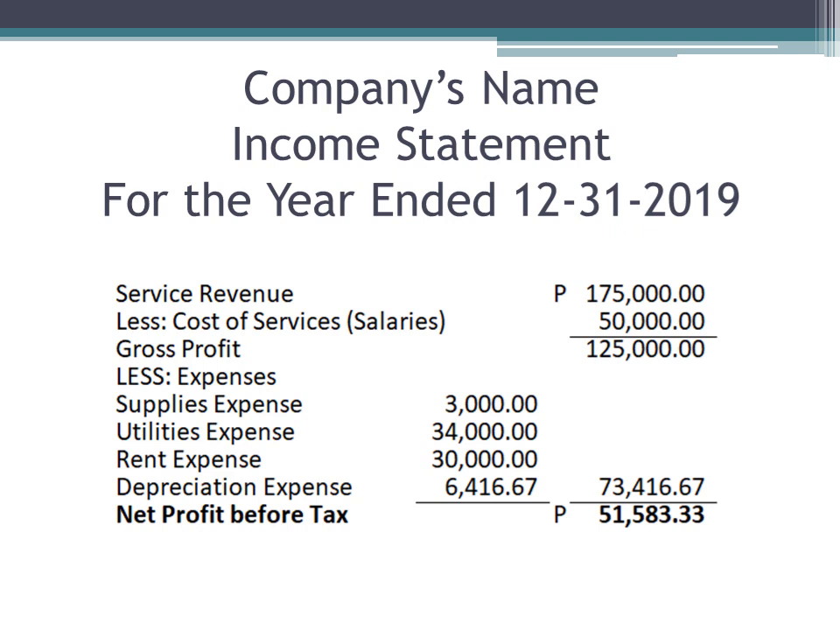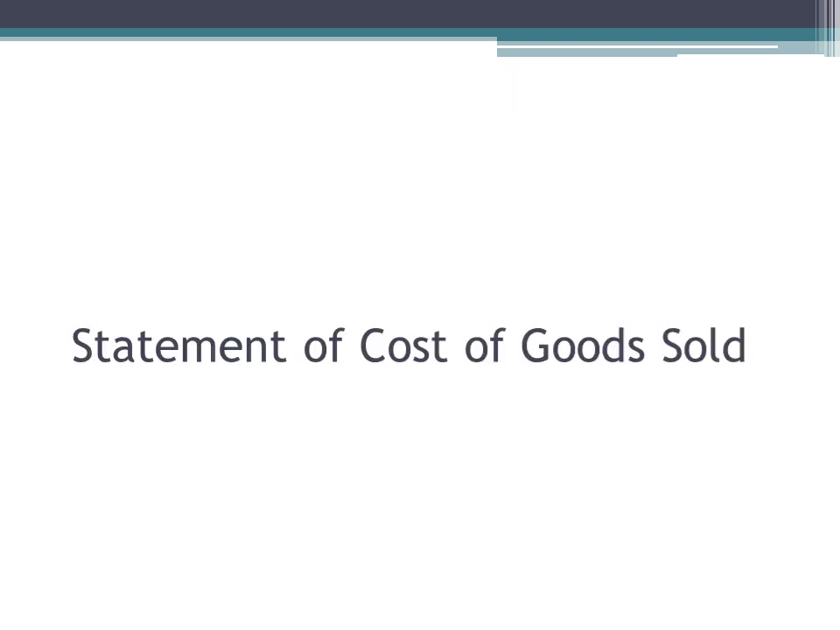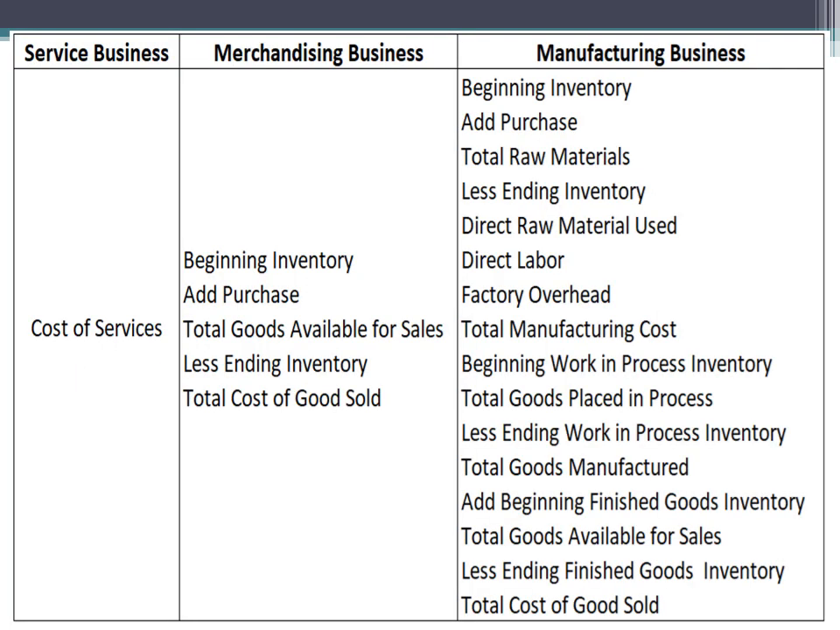51,583.33. But this one is not yet the final profit because this is before tax. So we wouldn't put any computation for tax in here because we would have a different slide for that, or a different video presentation. Okay? So what is the statement of cost of goods sold? Each entity has a different cost of goods sold. So it's different for each business activity.